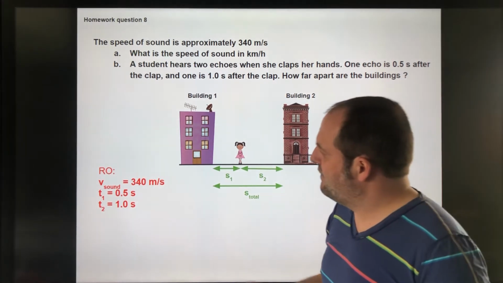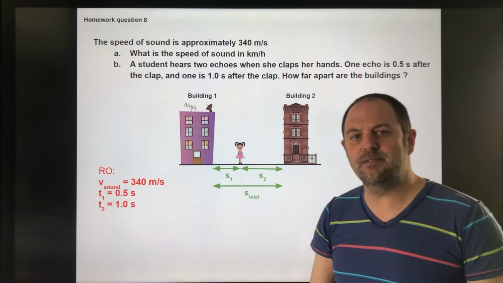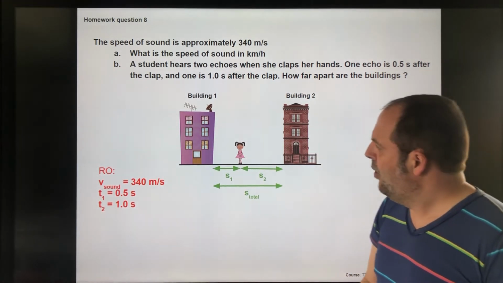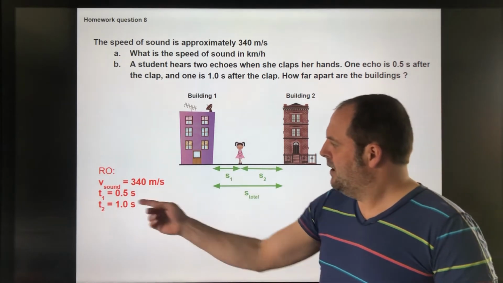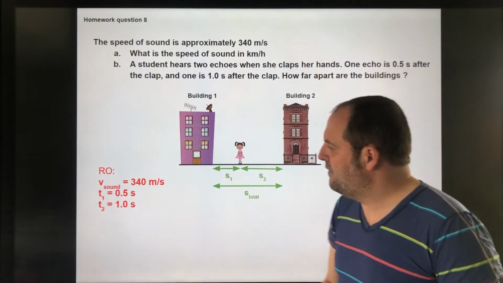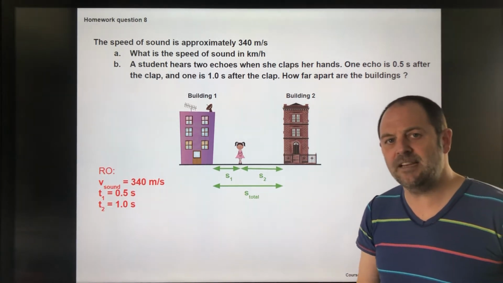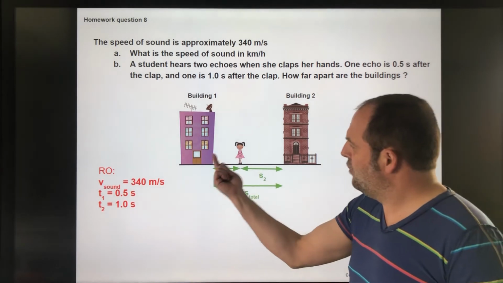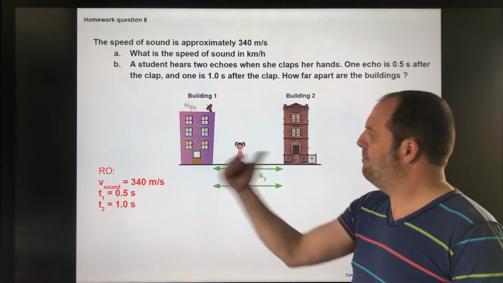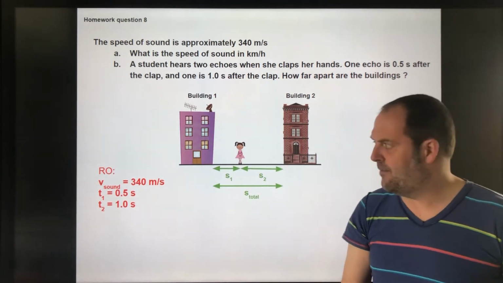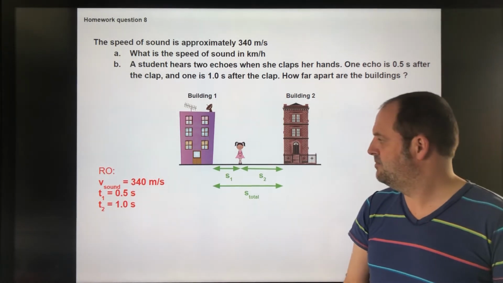The first thing that is given is, of course, the speed of sound, 340 meters per second. Meters per second is my standard unit, so that's perfect. I know the time that it took for the sound wave to travel to the ears of this person, 0.5 and 1.0 seconds. Make sure that you understand that this is actually the time that it took to travel twice the distance, because she claps. The sound wave travels to the building, bounces back and travels the same distance again. So the time over here is actually the time to travel twice the distance.